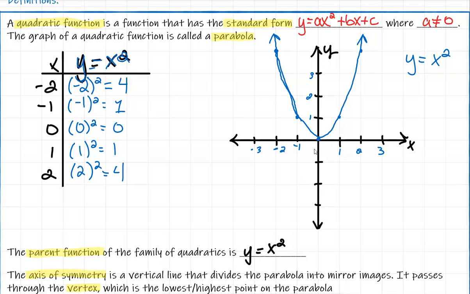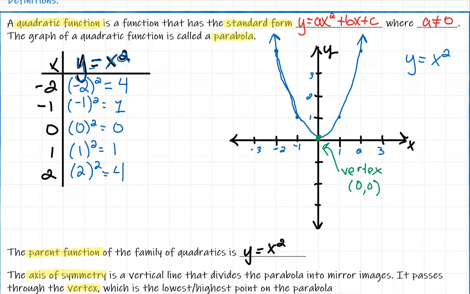But the axis of symmetry divides the parabola into mirror images, and it's a vertical line. So it's going to cut through the vertex, which is the lowest or highest point. In this case, it's the lowest. Here is our vertex. This is our vertex, and the coordinates are 0, 0.